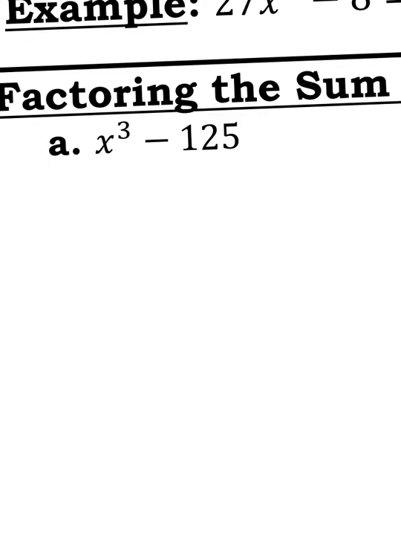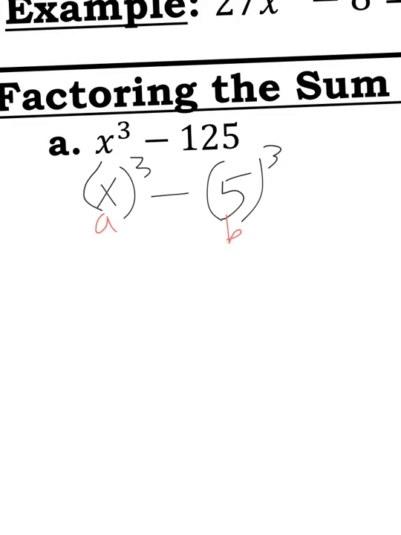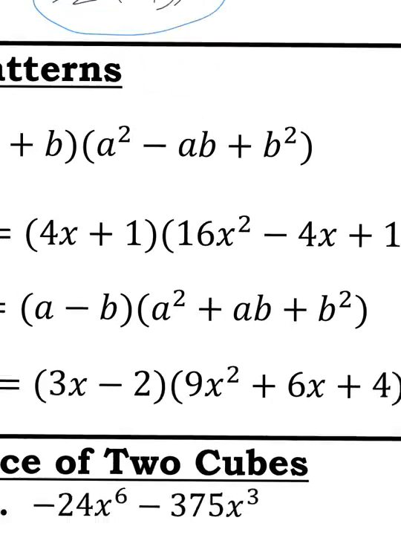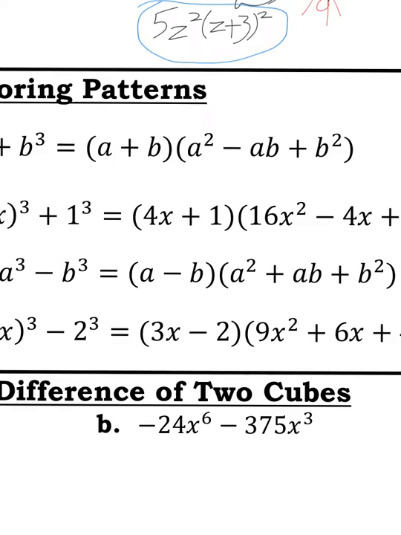So we have a difference of two cubes here. Write it as the difference of two cubes. Literally take the cube root of each. So the cube root of 125 is 5. And so I'm going to write this as x to the third minus 5 to the third. So my x is my a term, and my 5 is my b term. Then it's just a matter of plugging it into the difference of two cubes pattern right here.